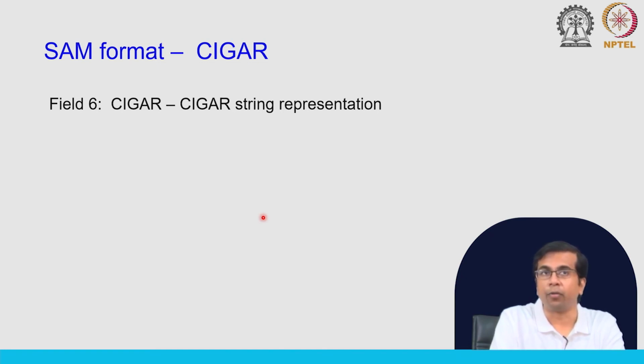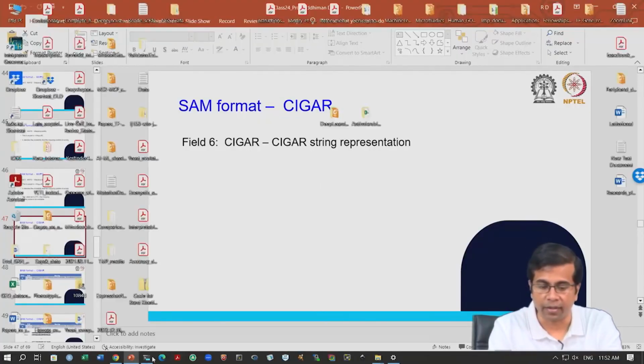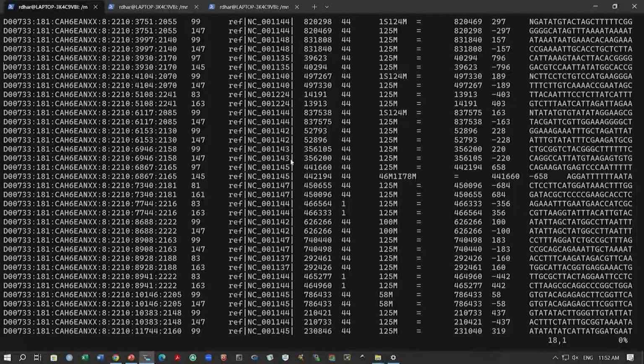Before we go into field 6, what I wanted to show you is the actual data for these fields that we have just described. Then we can come back to field 6, which stands for CIGAR. This is a CIGAR string representation, and again it is quite complex information, and I will describe what this actually means. So, let us go back to the terminal and see these fields that we have just described.